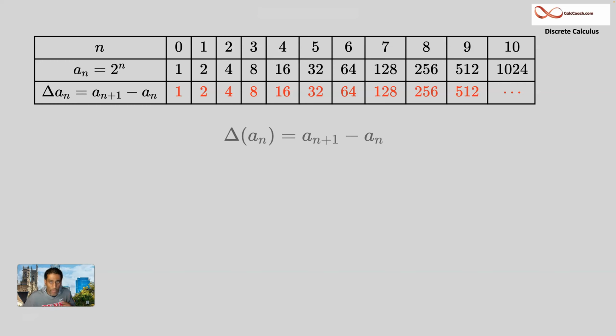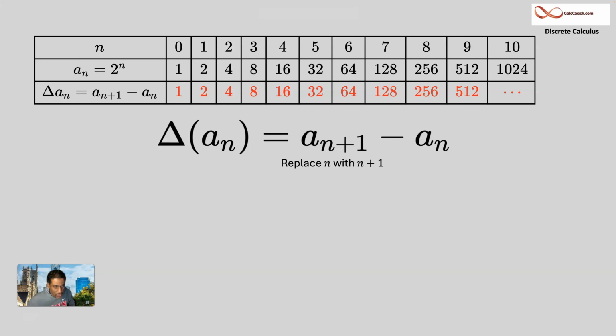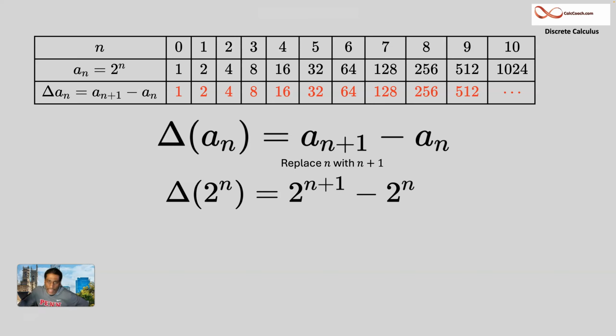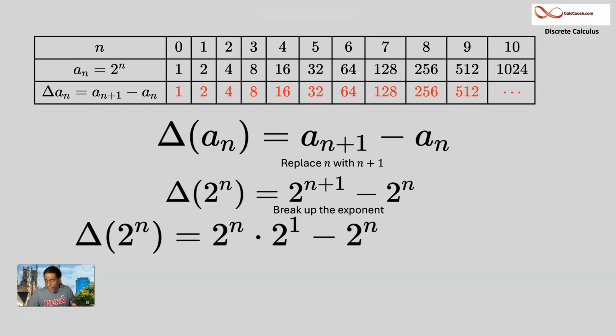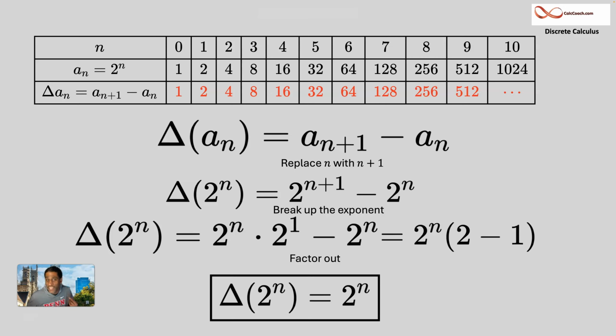Let's look at it formula-wise. Replace the n's by n plus 1s, and we'll have 2 to the n plus 1. Subtract the original 2 to the n, and we would then, with the exponents, break apart the exponent. So we have 2 to the n times 2 to the 1, and then we can factor out the 2 to the n that are in both of these terms, giving us 2 to the n times the quantity of 2 minus 1, but that's just a 1. And so when you apply the forward difference to 2 to the n, you get 2 to the n.